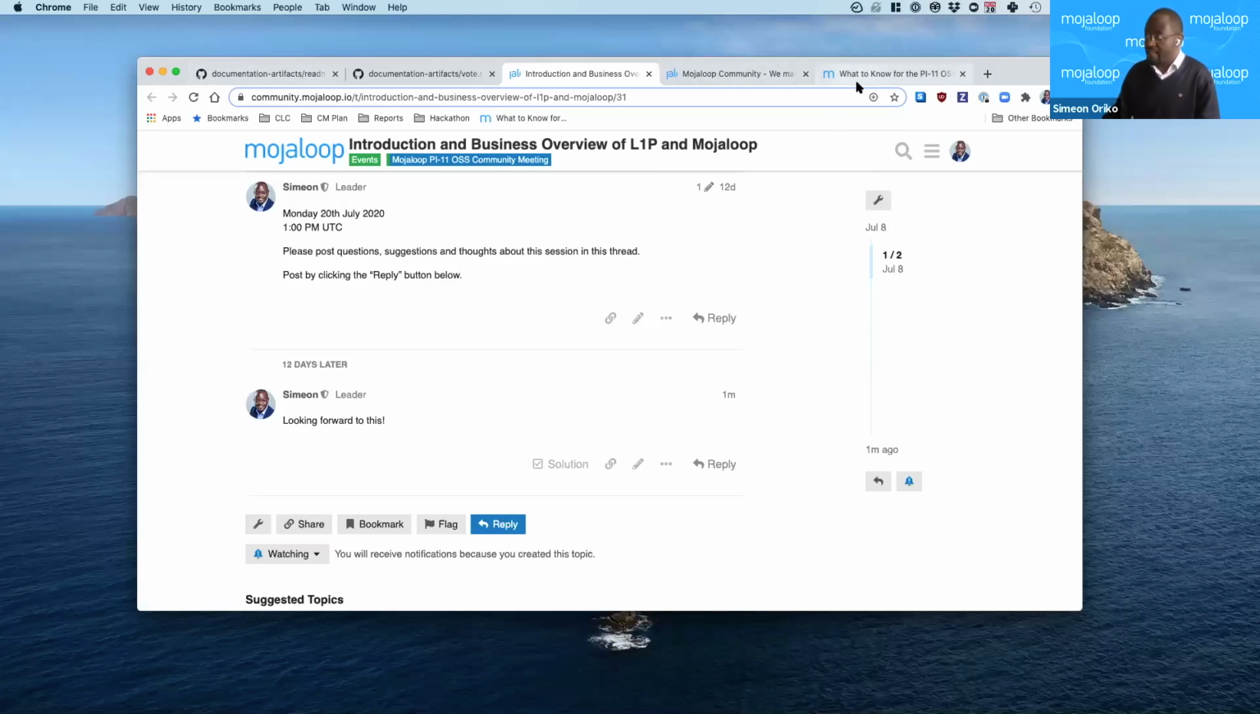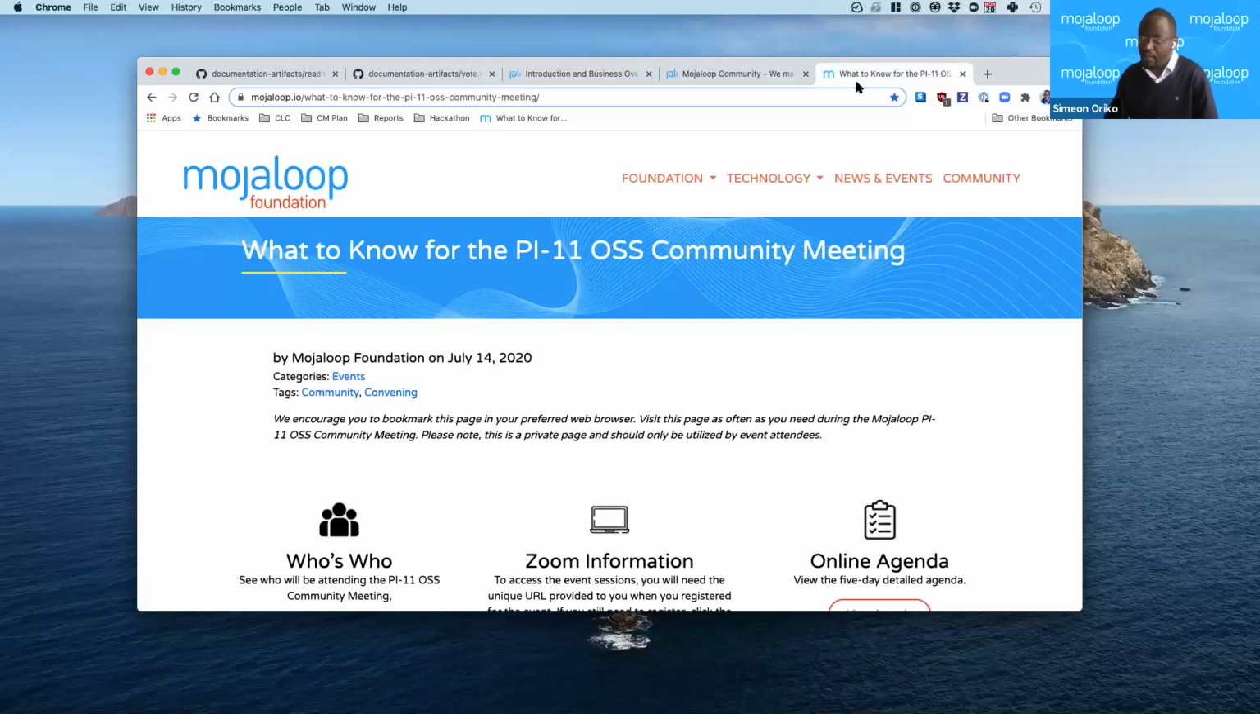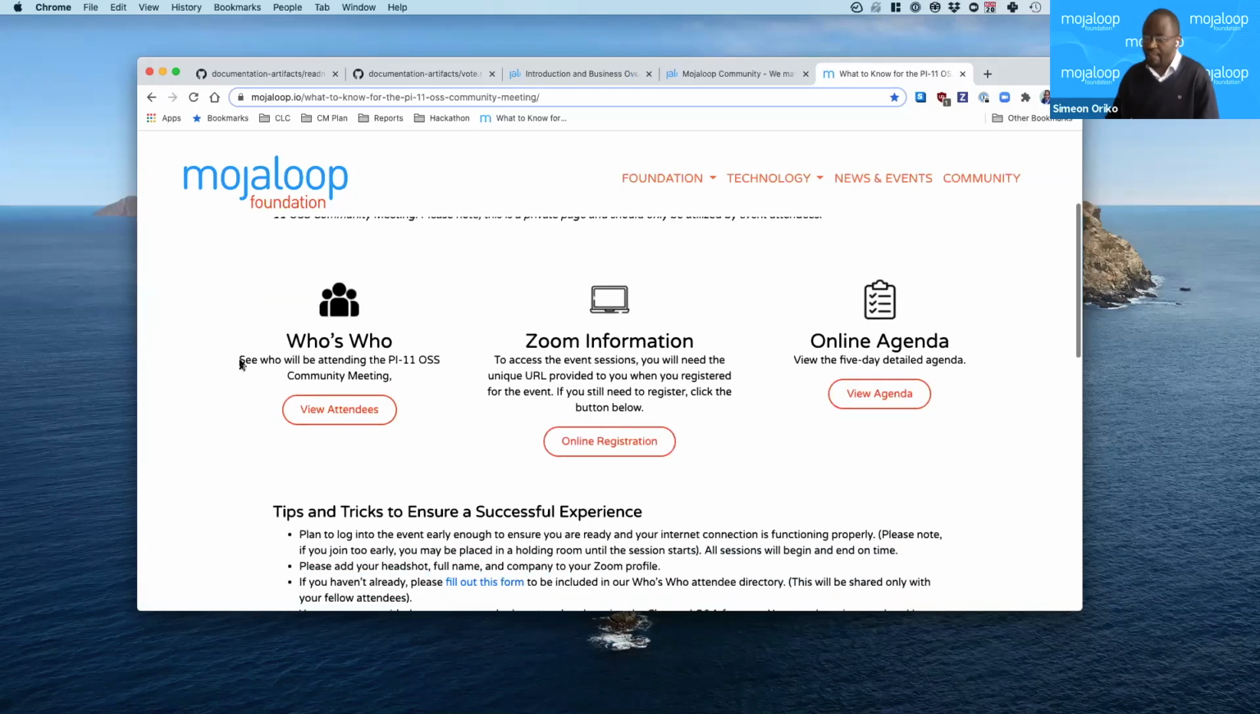There are a couple of other links as well. We've got on the website what you need to know for the PI-11 OSS community meeting. In there, we have a link to who's who, just in case you're curious to see who's attending the session. You should have received a link by email through which you're able to fill out this form, have your picture, put in a LinkedIn, just in case you want to network and connect with other people. That would be the place to go. Zoom information, just in case you haven't registered or know somebody hasn't registered, that's a place they can do that. And a quick link to the agenda.